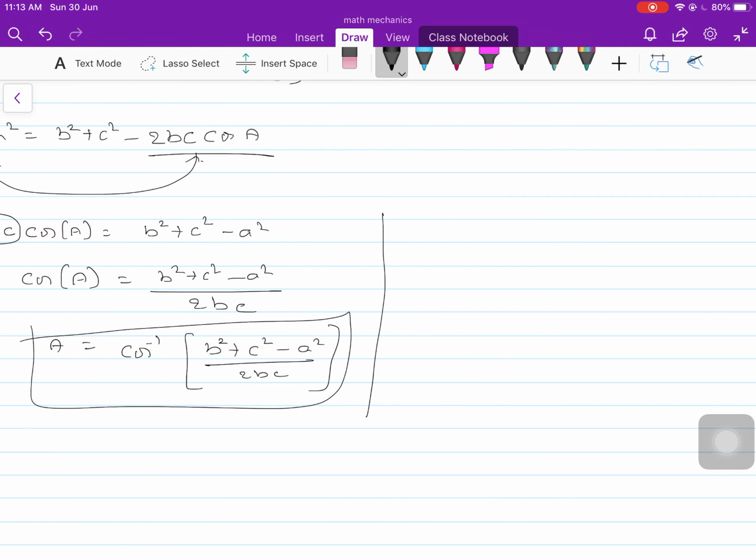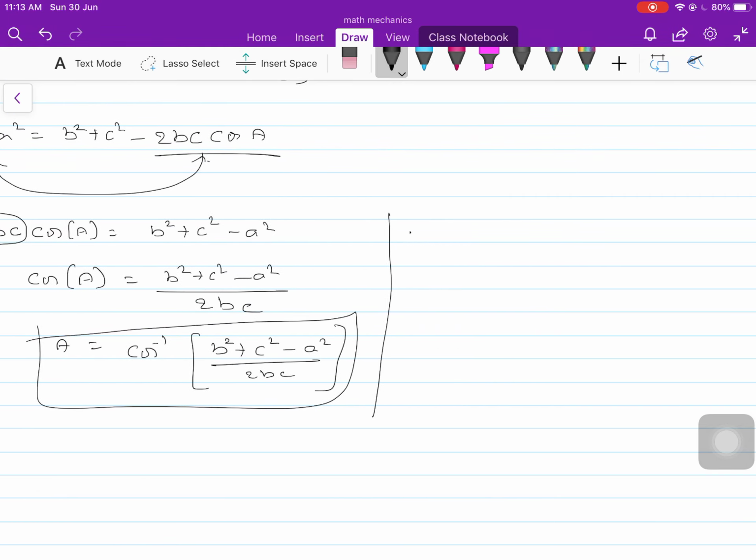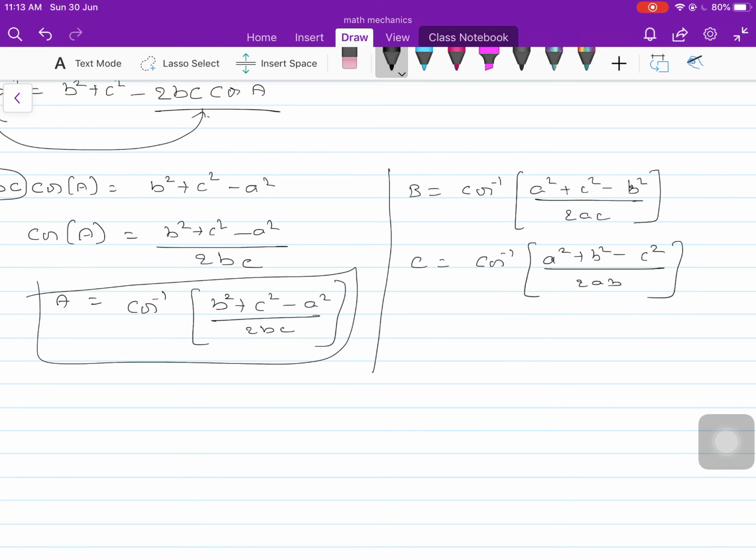Similarly, if you want to find angle B, angle B is equal to cos inverse of (a² + c² − b²) divided by 2ac. If you want to find angle C, cos inverse of (a² + b² − c²) divided by 2ab. So this is how you find the angles.